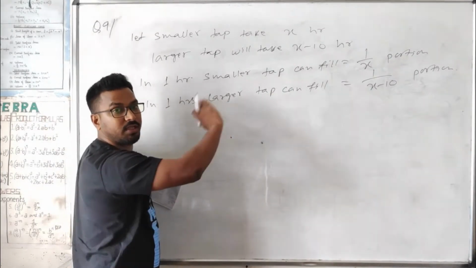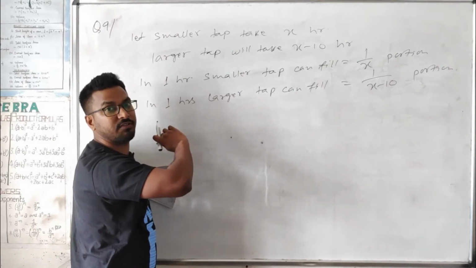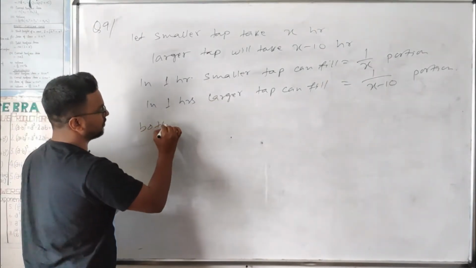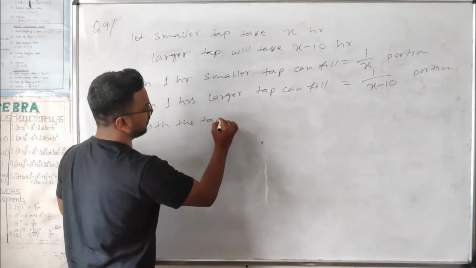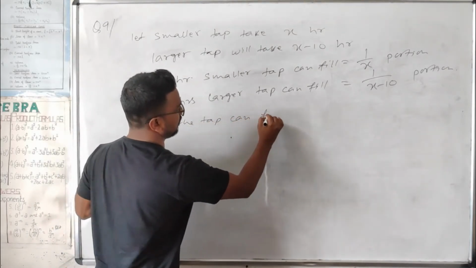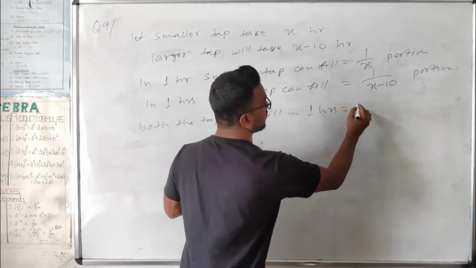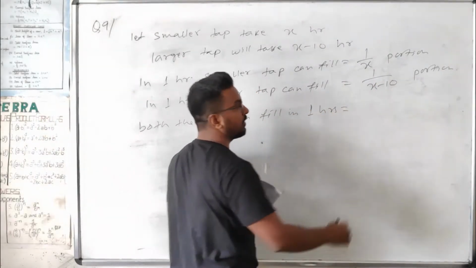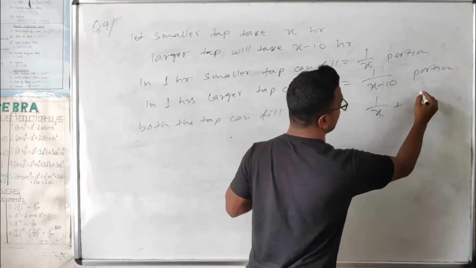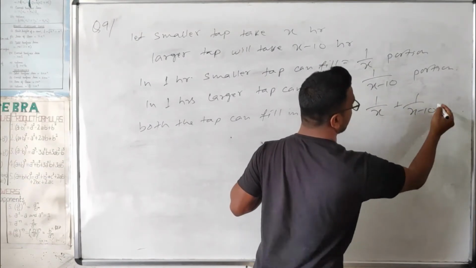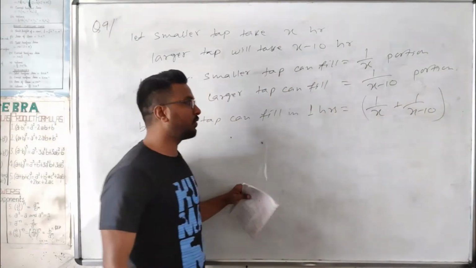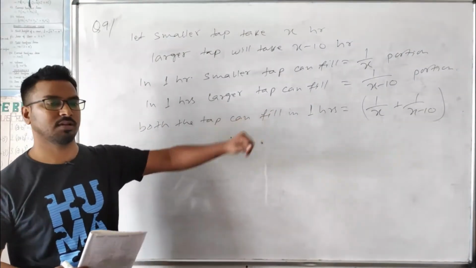Okay, so together in 1 hour, how much portion can they fill? Both the taps can fill in 1 hour how much? You just add both the portions: 1 by x plus 1 by x minus 10. Okay, clear? Together they can fill in 1 hour this much.